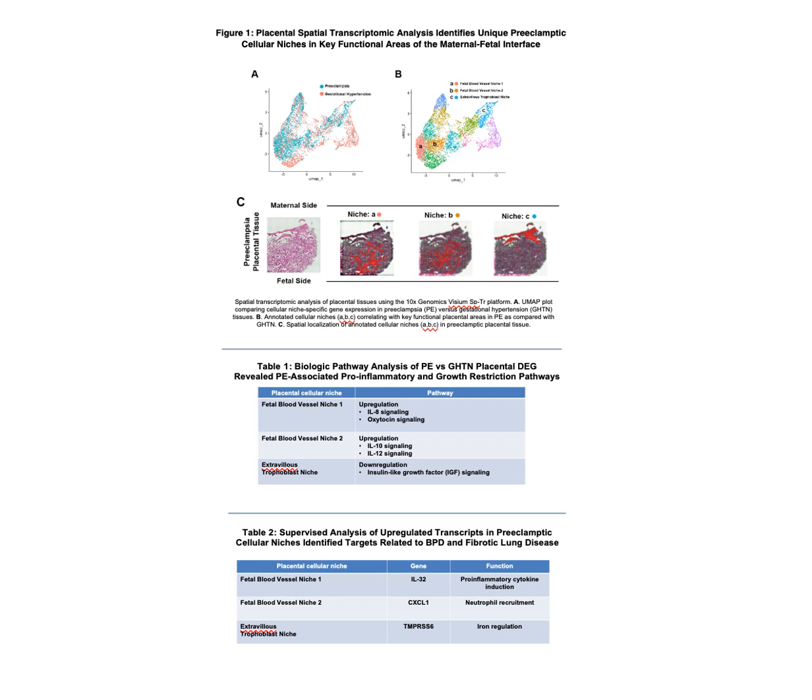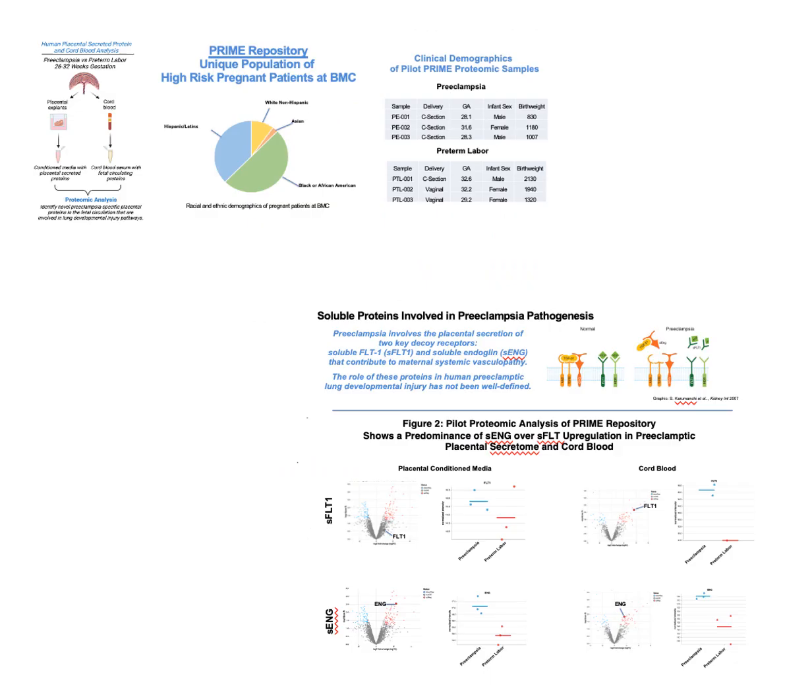So with identifying some interesting potential targets from our spatial transcriptomic analysis, and using this concept to say that yes, we can identify pathways and genes in preeclamptic tissues that could be connected to lung injury, we then decided to expand our work into creating a repository here at BMC.